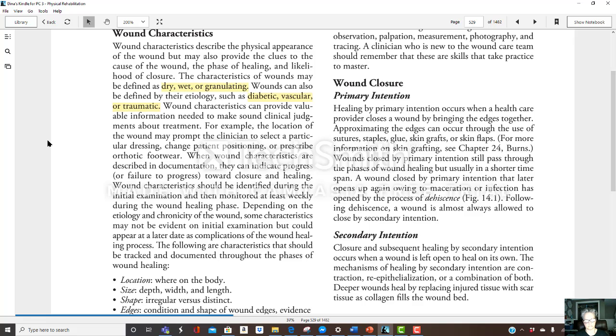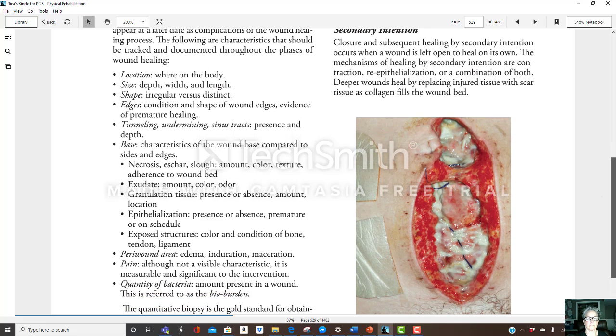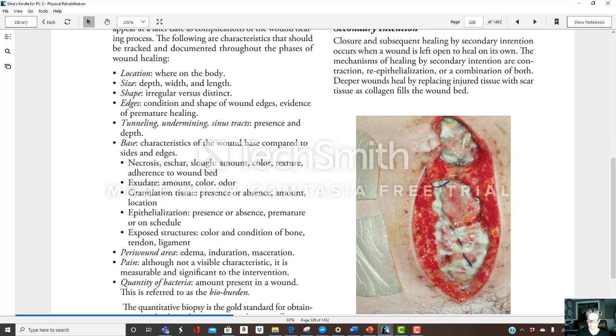Wound characteristics should be identified during the initial examination and then monitored at least weekly during the wound healing phase. Depending on the etiology and chronicity of the wound, some characteristics may not be evident on initial examination but could appear at a later date as complications of the wound healing process. The following are characteristics that should be tracked and documented throughout the phases of wound healing.